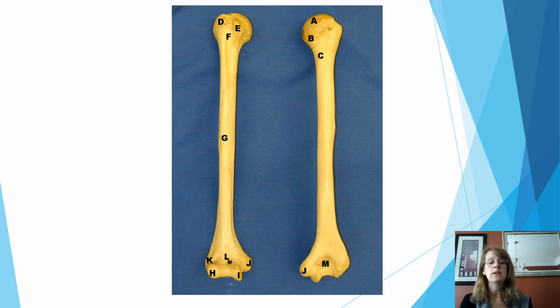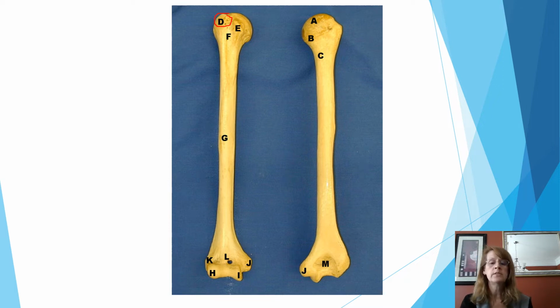But in this picture here again, letter G is what's called the diaphysis. Letter A is the head. Letter B represents the anatomical neck. And letter C would be about where the surgical neck, its actual growth plate, would be. Letter D is just an example of a tubercle, which is a small bump.